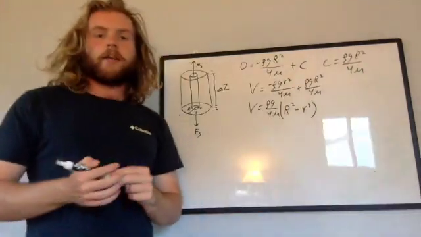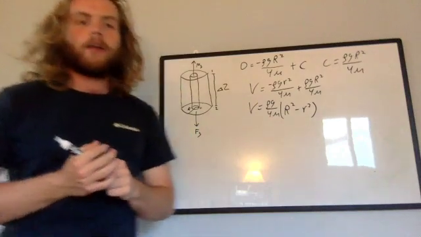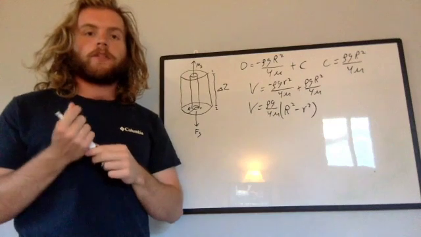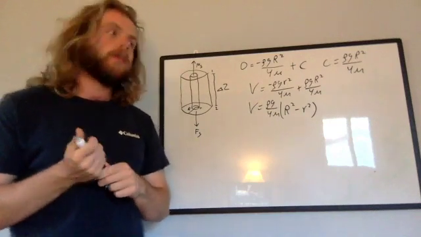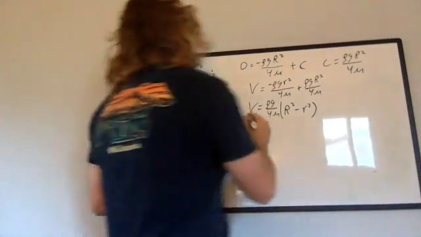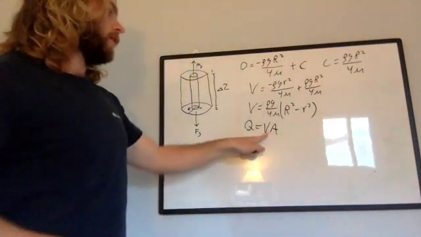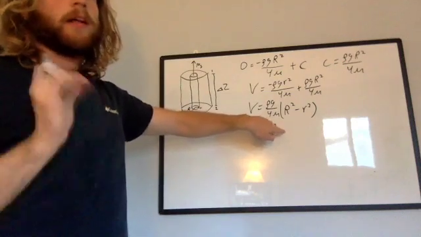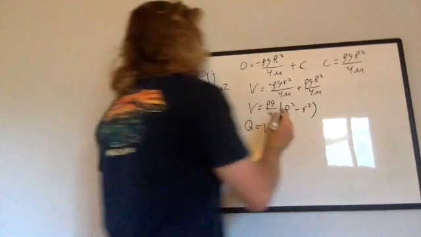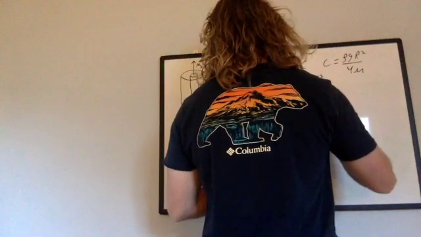Okay, so our next step is we are going to be bringing in a flow into our expression. And we know that flow is just going to be equal to the velocity multiplied by the area. So we can say that Q, which is our flow, equals VA. And we know that we can say that this is also going to be equal to an integral of velocity multiplied by a differential area. So we can say that this is going to be equal to V dA.